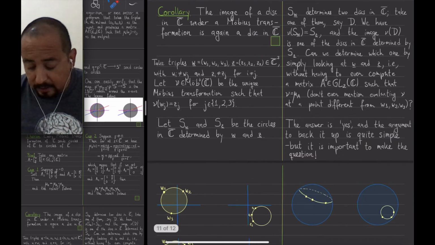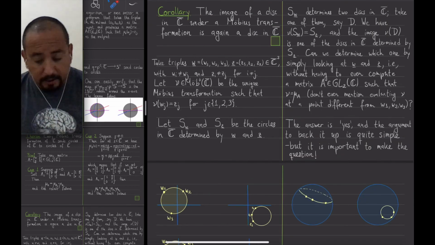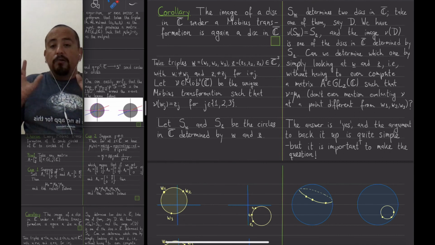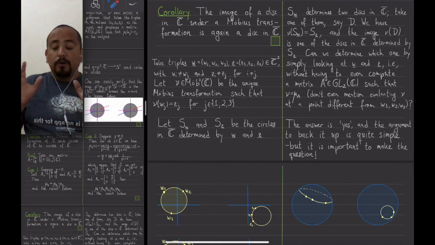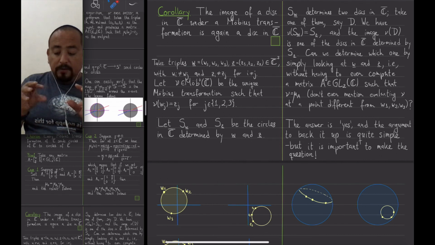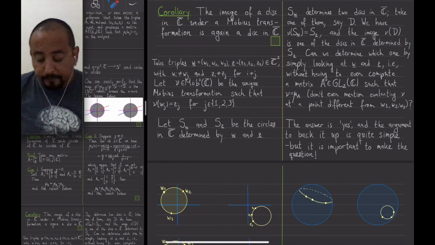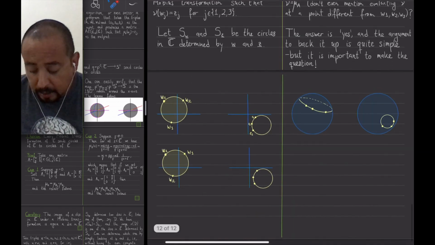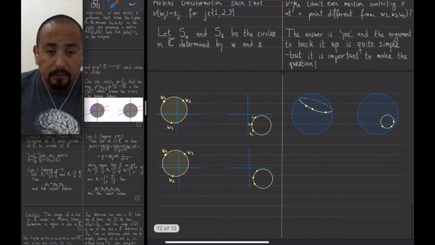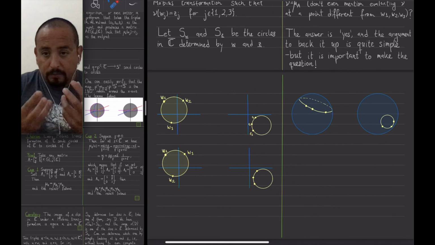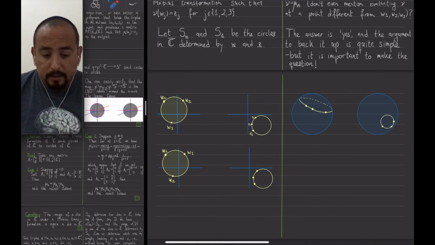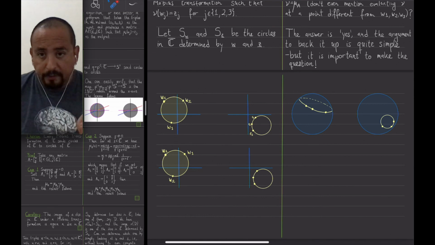But so you see here, I did solve the question I had, right? Just by looking at Z1, Z2, Z3 and W1, W2, W3, I know each disk determined by the circle passing through the three points, which disk it goes to, right? So everything boils down to just how the two triples are combinatorially configured.